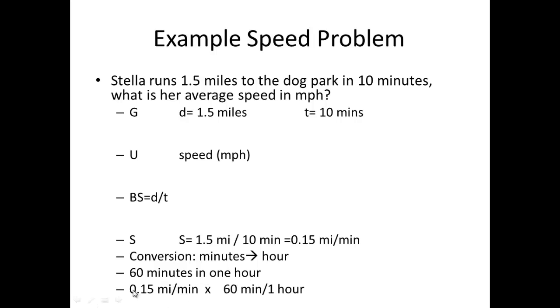So we take our previous answer in miles per minute and we multiply by 60 minutes per hour. When we type that into our calculator, 0.15 times 60, we get 9 miles per hour. And again, we can check 9 miles per hour, that unit, comparing back to miles per hour up here, we know that that will be correct.